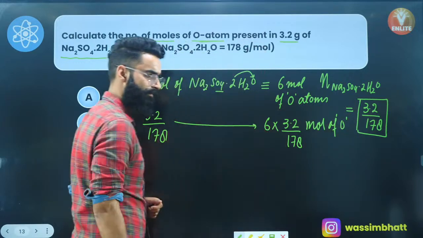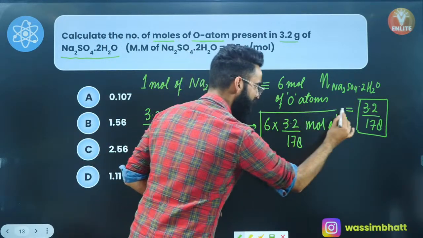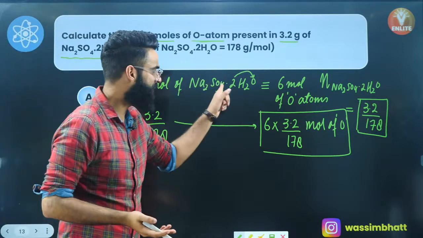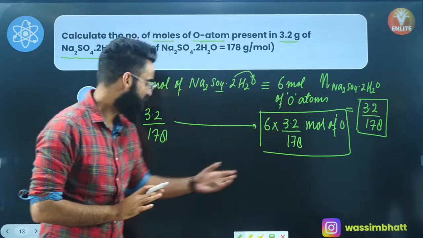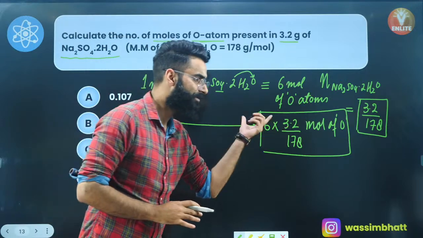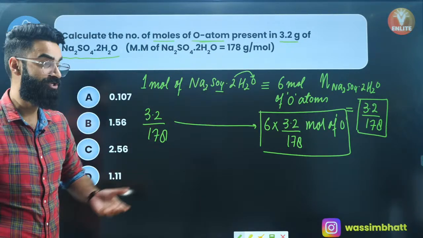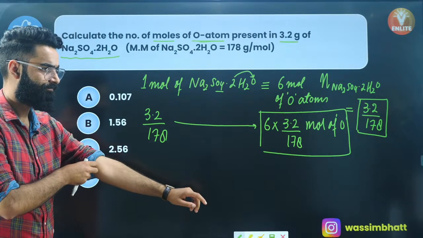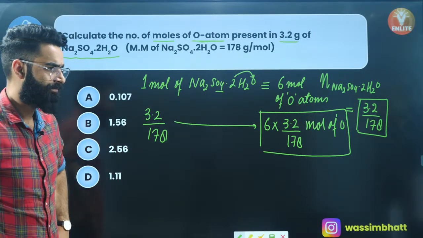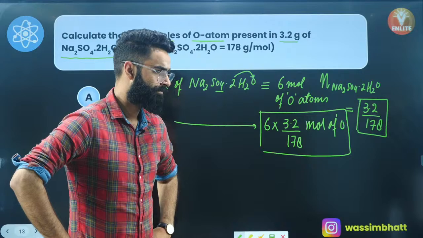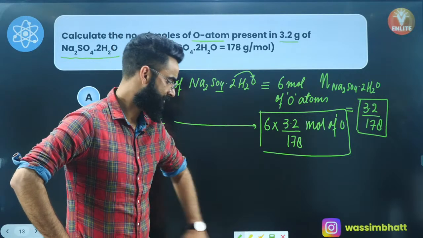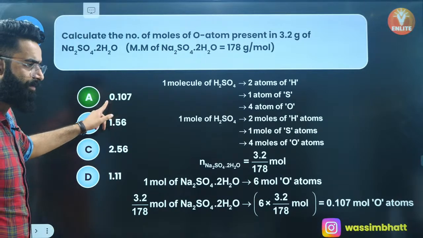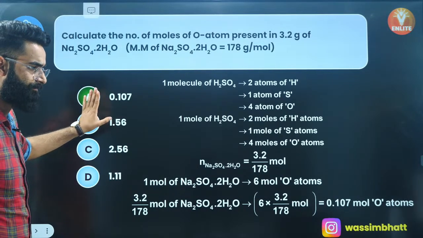As simple as that. Just do a bit of calculation right here and get the answer. That's something which you are supposed to calculate. 1 mole of this substance contains 6 moles of oxygen atoms, so these many moles of the substance will contain these many moles of oxygen atoms. Perfect. So the final answer of this question will come out to be 0.107. That's all, my dear people.